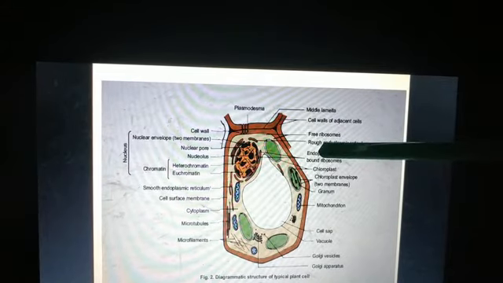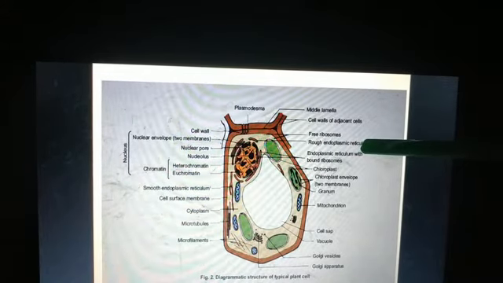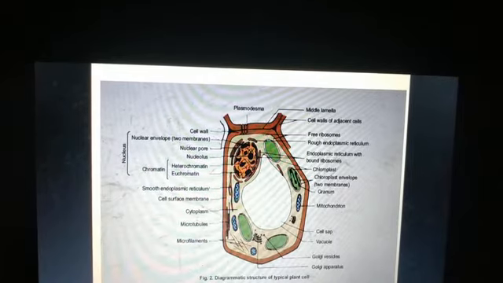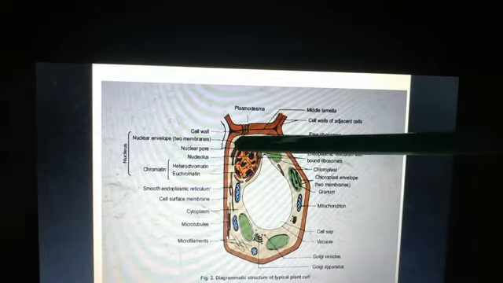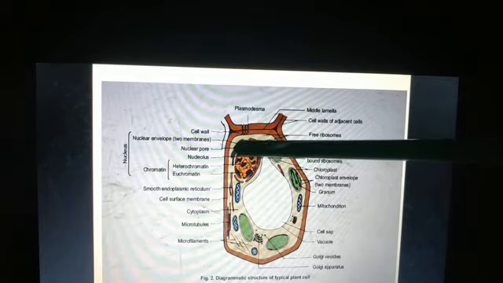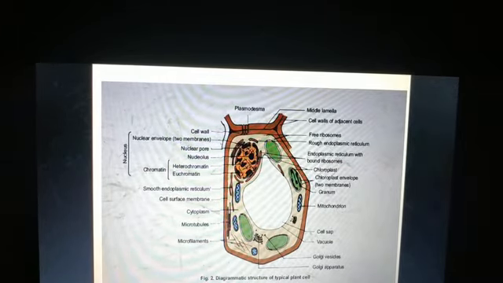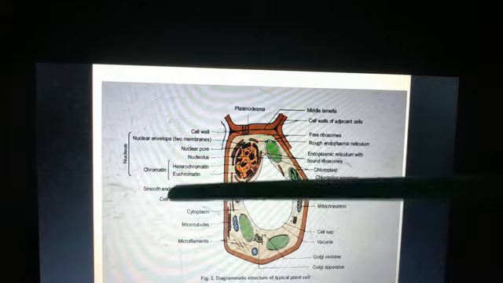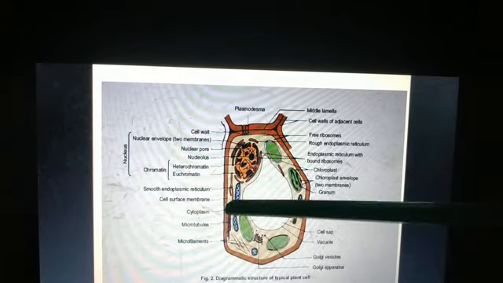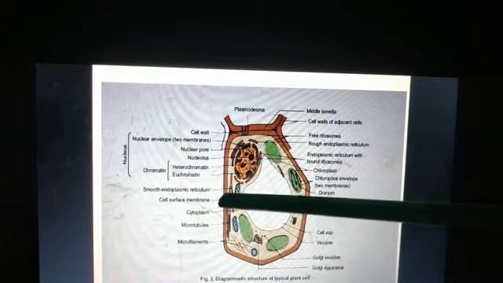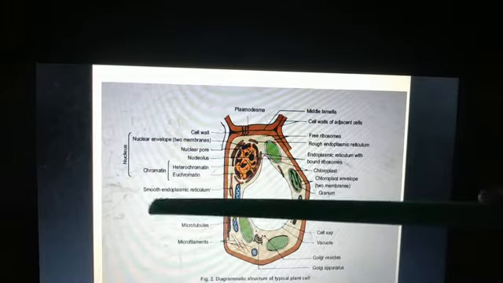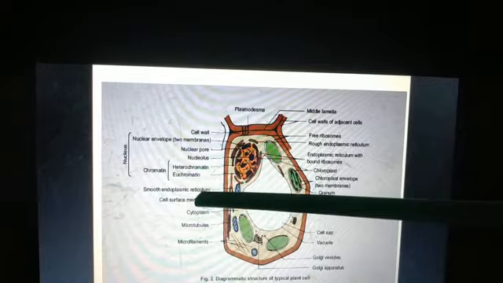Another organelle is rough endoplasmic reticulum. So as I said, in animal cell we have discussed, when ribosomes are present on the surface of the endoplasmic reticulum, they are called as rough endoplasmic reticulum. And another endoplasmic reticulum that is present is smooth endoplasmic reticulum. So when ribosomes are not present on the surface of endoplasmic reticulum, these are called as smooth endoplasmic reticulum.